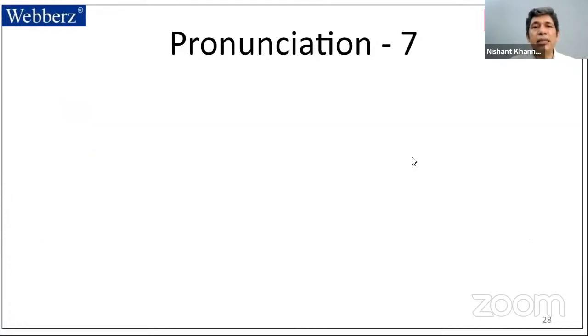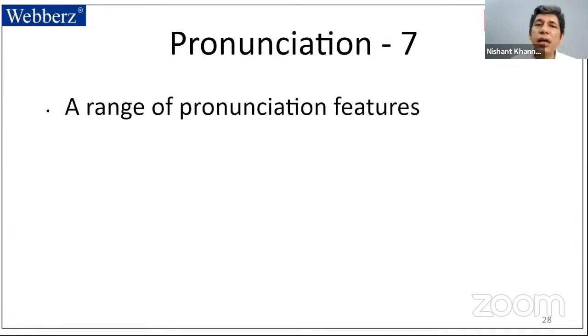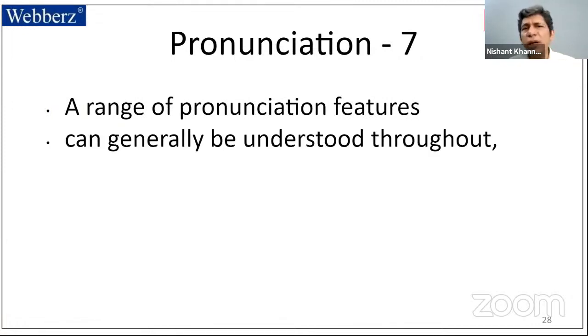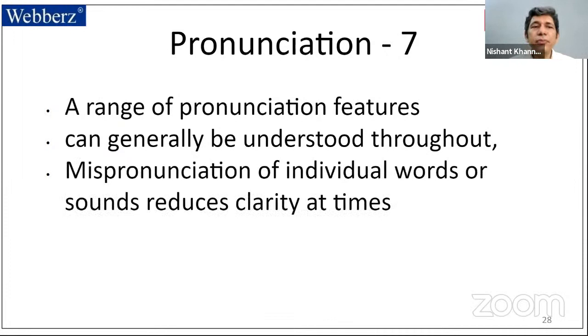Now, the next thing is, what is a 7-band score? If I talk about a 7-band score, a range of pronunciation features are used, and you can generally be understood throughout. Mispronunciation of individual words or sounds reduces clarity at times. It is not frequent, it's occasional, very occasional. That is a 7-band score in pronunciation.